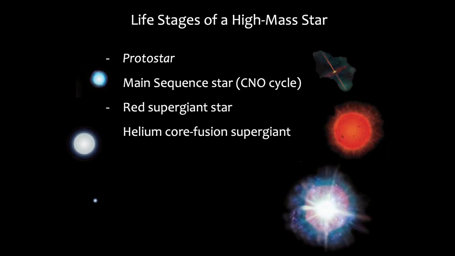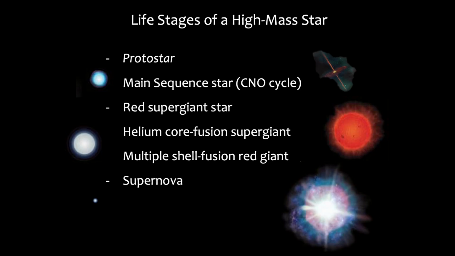And of course, it goes into a helium core fusion supergiant phase, and it goes through a step-by-step process of converting from one element to the next higher element and so on, resulting in a multiple shell fusion red giant. It is much more complicated than a low mass star. And finally, it will turn into a supernova, exploding the outer layers outward, leaving either a neutron star core or a black hole.